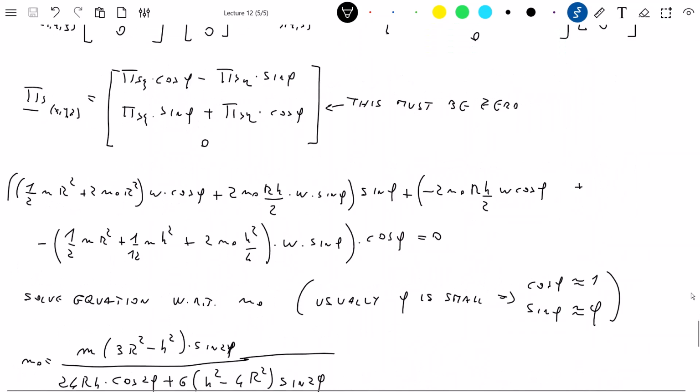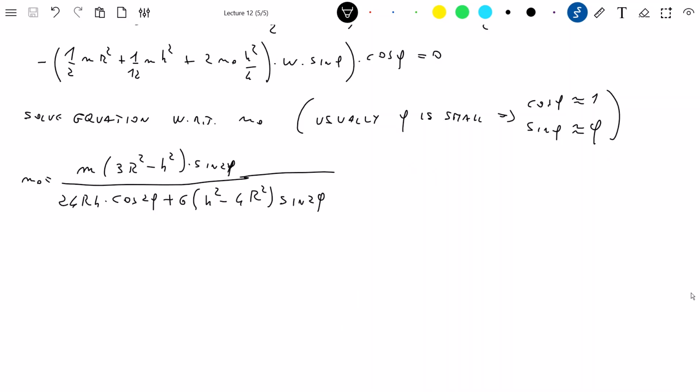Let's go back to where we were, and now you also notice one thing: if you have the case that 3r squared minus h squared is equal to 0, then there is no need for balancing, because even if the system is tilted, the cylinder is still balanced, okay? So there's no need for balancing, even if it is tilted.